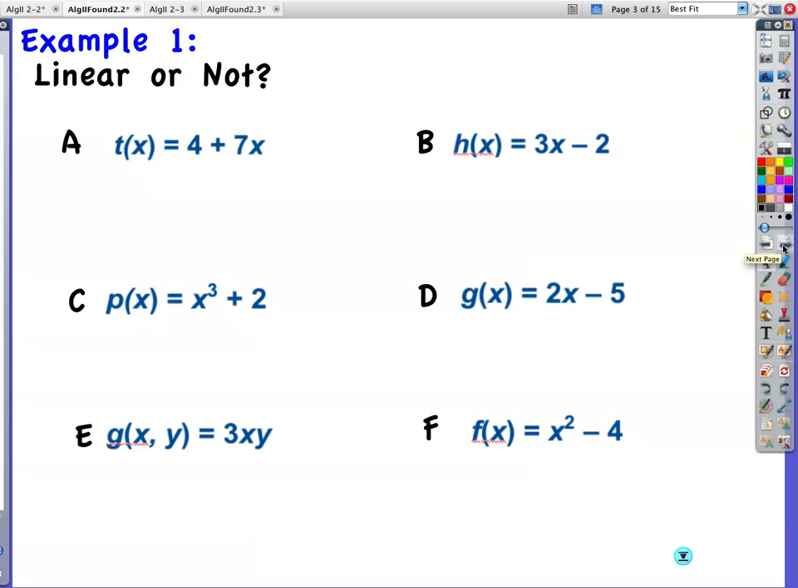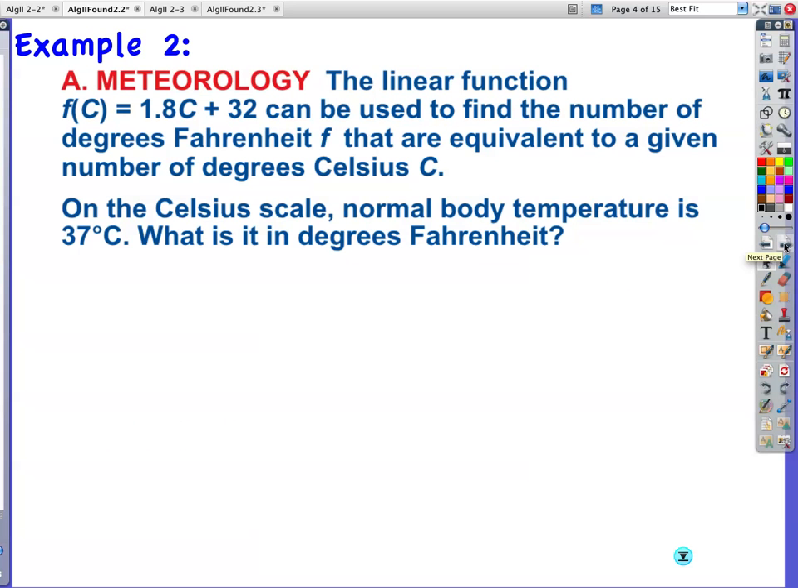Is it linear? Is it not linear? I'm just going to let you try it out. You're going to put down example 1, A, B, C, D, E, F. You go to town, you can put down linear, not linear, and then we'll check in class. Remind me to check in class.